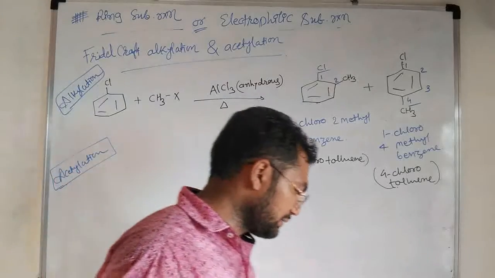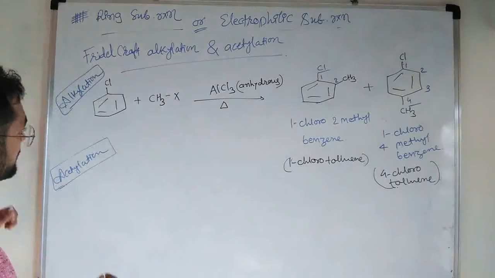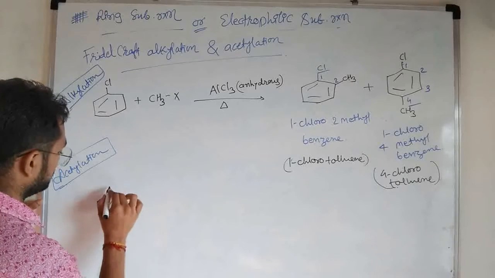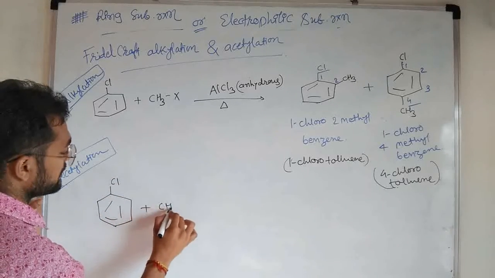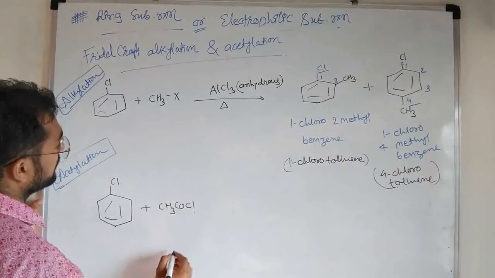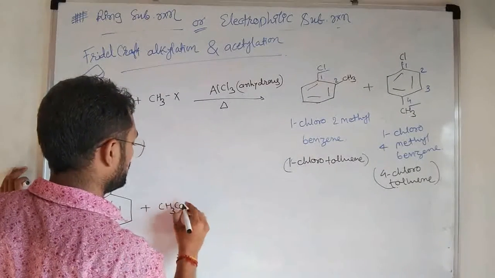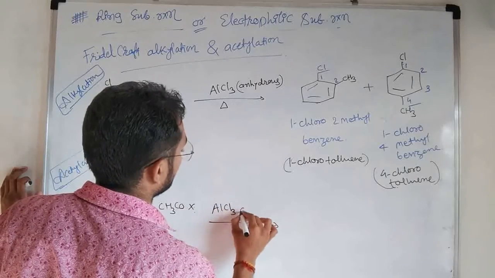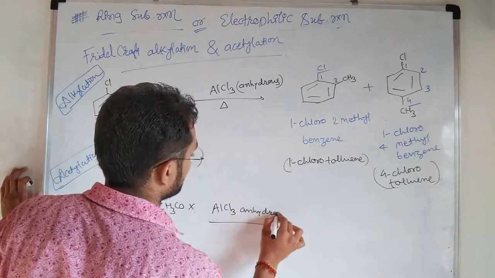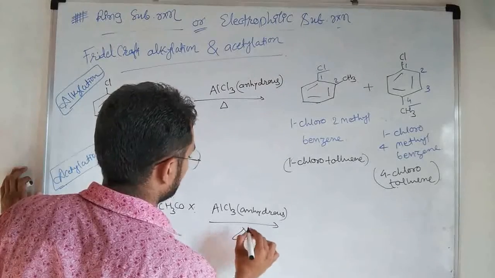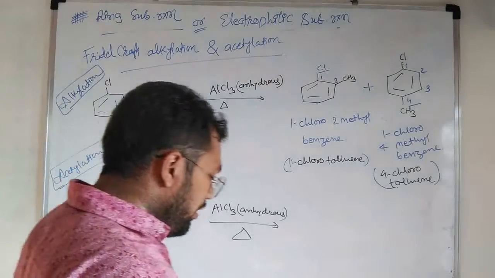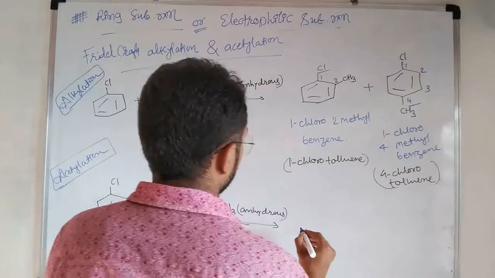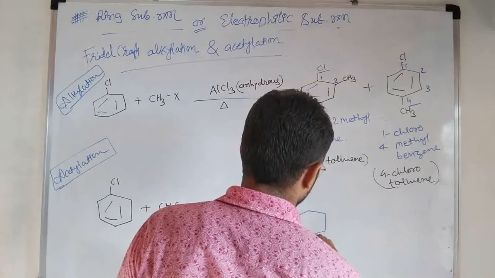In acetylation, what will be next? Just focus over here. Chlorobenzene plus CH3COCl, or CH3COX, in the presence of anhydrous aluminium chloride, and heat. It will produce two types of product.